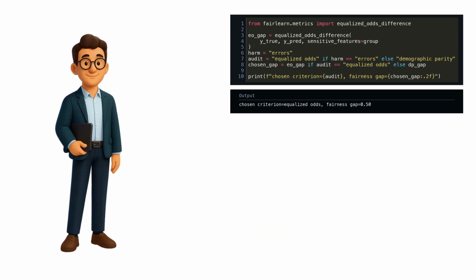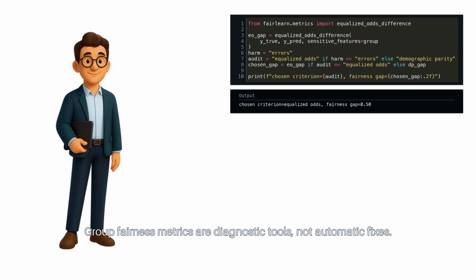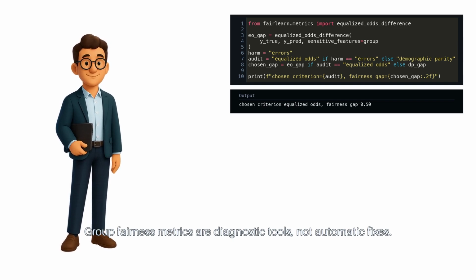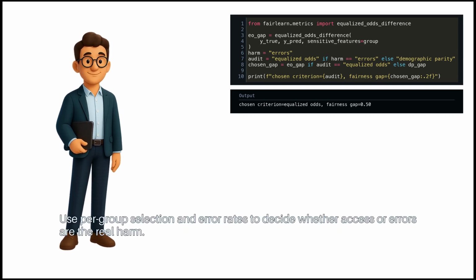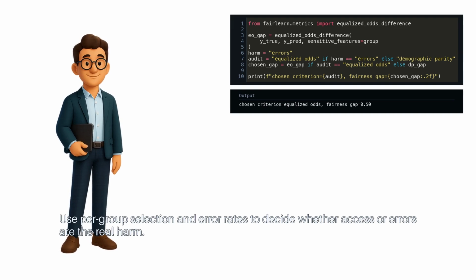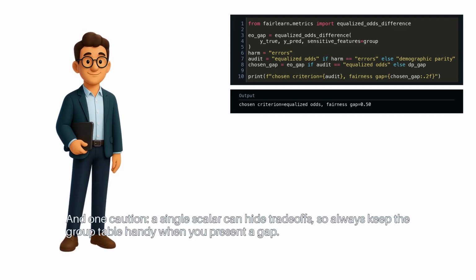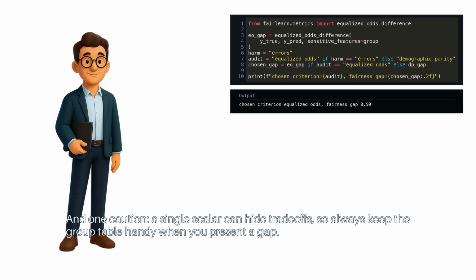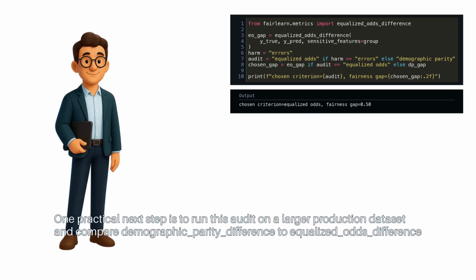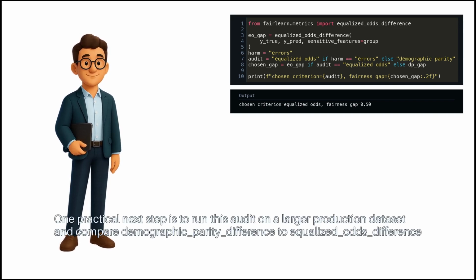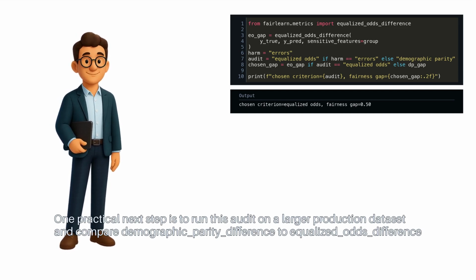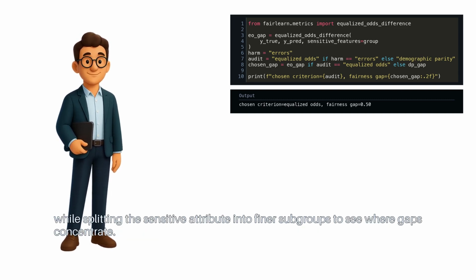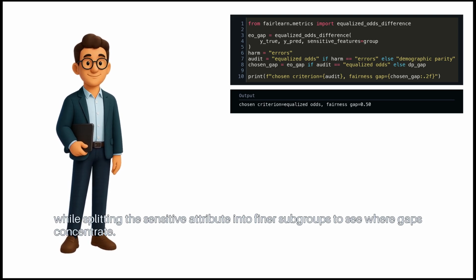Remember 3 things. Group fairness metrics are diagnostic tools, not automatic fixes. Use per group selection and error rates to decide whether access or errors are the real harm. And one caution, a single scalar can hide trade-offs, so always keep the group table handy when you present a gap. One practical next step is to run this audit on a larger production dataset and compare demographic parity difference to equalized odds difference, while splitting the sensitive attribute into finer subgroups to see where gaps concentrate.